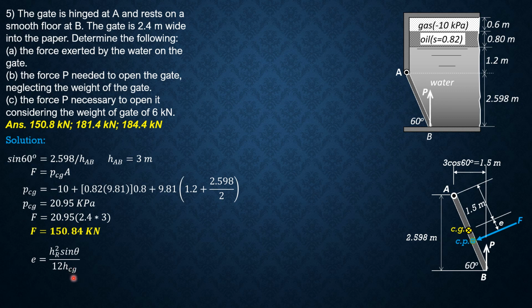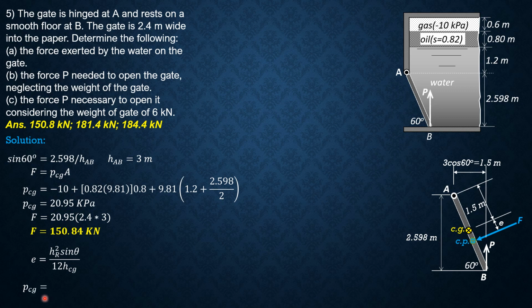Now what is h sub CG? h sub CG is computed from the pressure at CG. So the pressure at CG is already computed, 20.95. Then we equate it to gamma times h-bar, or gamma times h sub CG. The question is which gamma? Because it is water that is in contact with the gate, then it is the gamma of water.